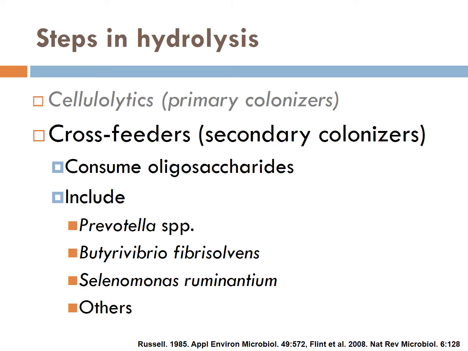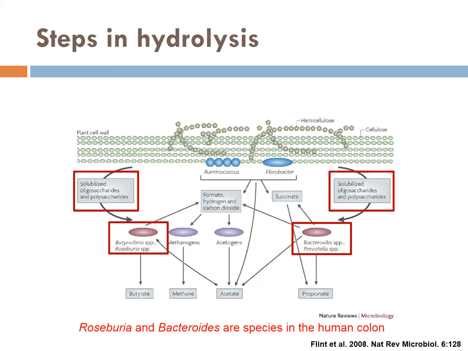The cross-feeders, the secondary colonizers, consume the oligosaccharides being released. These include the Prevotella species, Butyrivibrio fibrisolvens, Selenomonas ruminantium, and others. You can see this process highlighted in the figure. The Butyrivibrio and Prevotella species are taking up the solubilized oligosaccharides and polysaccharides. Roseburia and Bacteroides are also shown, as we discussed these species in the human colon, and they serve a role analogous to Butyrivibrio and Prevotella.